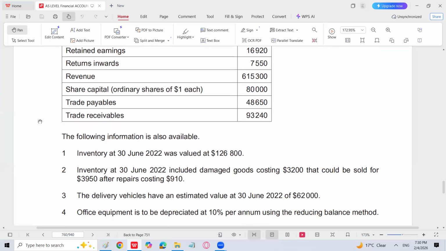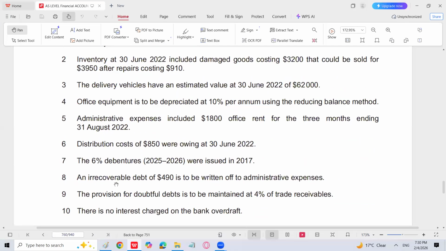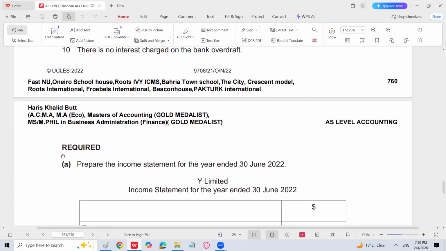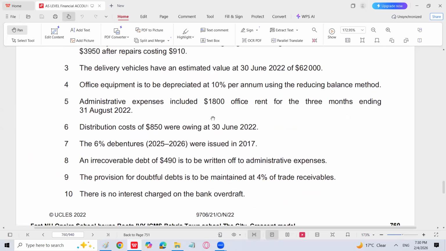First of all, if you just see in the question, admin expenses include 1800 office rent for the 3 months ending 31st August 2022. So this 1800 is for 3 months, which means rent for each month is 600. If you just go down, our financial year ends on 30th June, so this 1800 stands for June, July, and August.